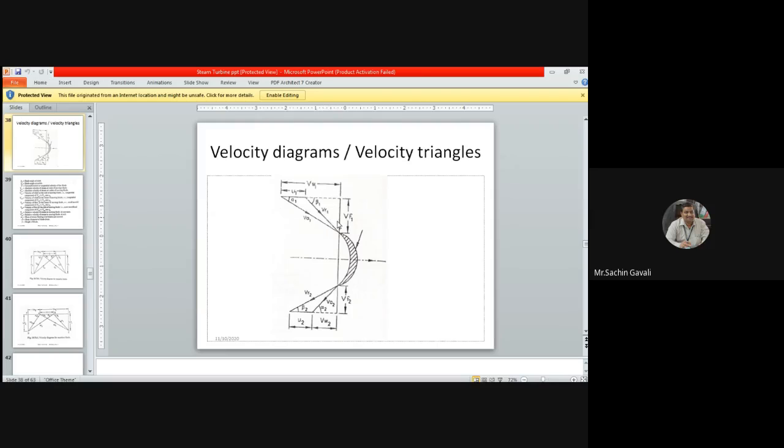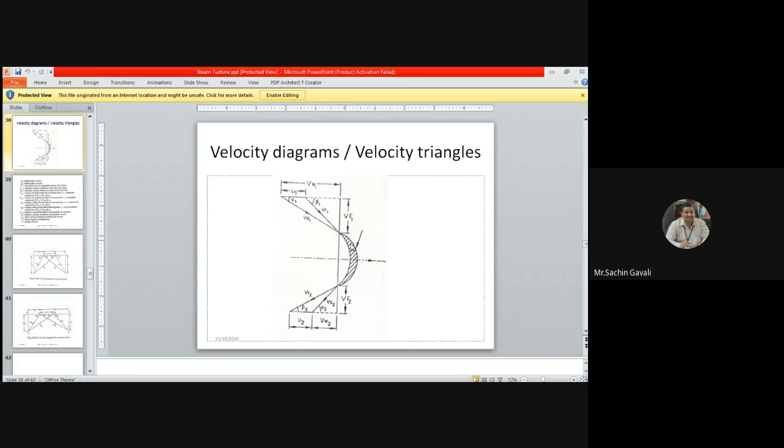Whatever angle this VR1 makes with the horizontal is called beta 1, or the blade angle at inlet. So this is beta 1, and this is alpha 1. This is VA1, its horizontal component is VW1, and the other is VF1. The blade is moving with velocity u, so u1 equals u equals u2.